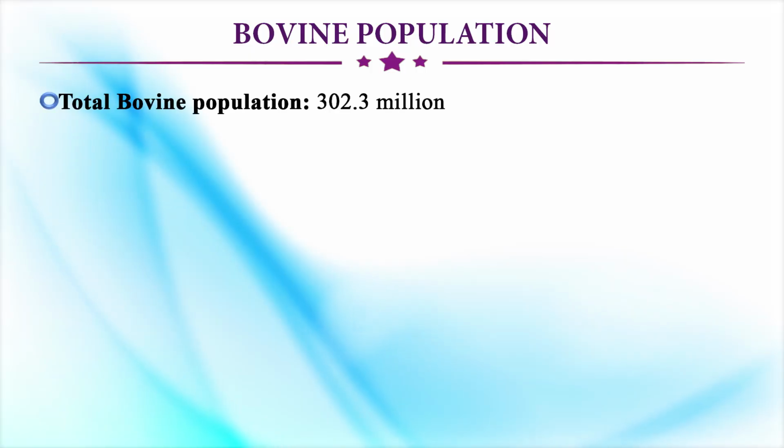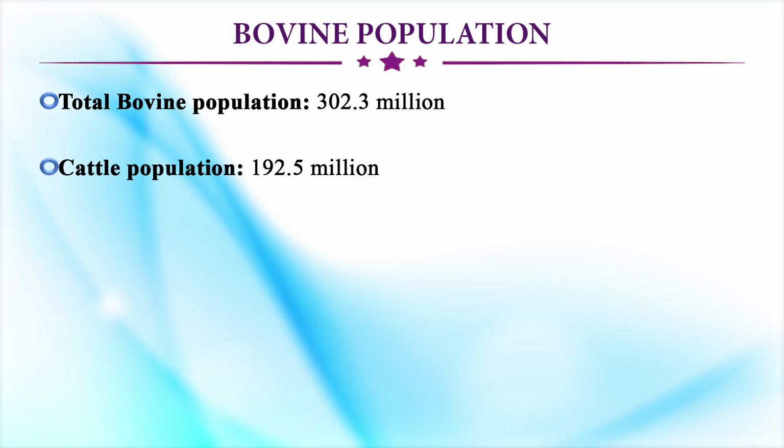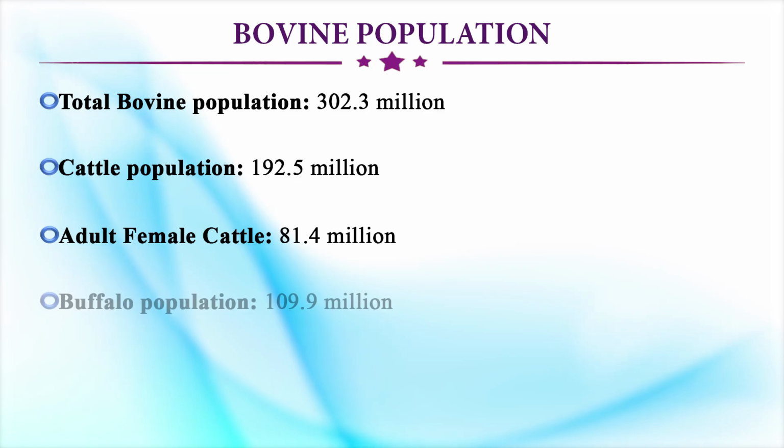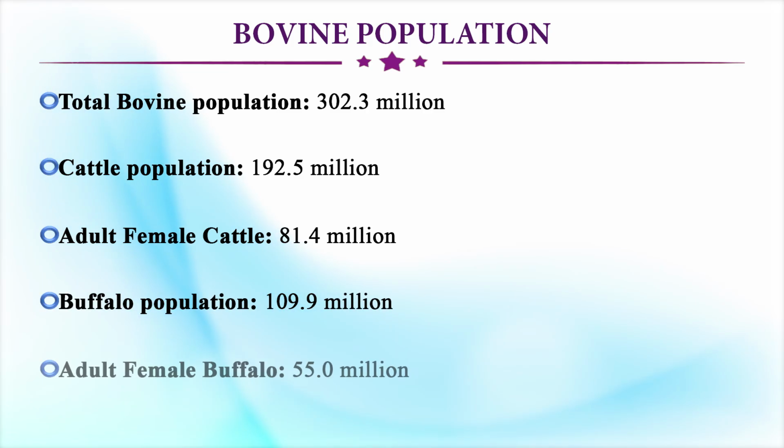Right, let us see now the bovine population. In our country, bovine population is 302.3 million and the cattle population is 192.5 million. Adult female cattle is 81.4 million and the buffalo population is 109.9 million. The adult female buffalo is 55 million. So, this is the population and we are the largest in buffalo.